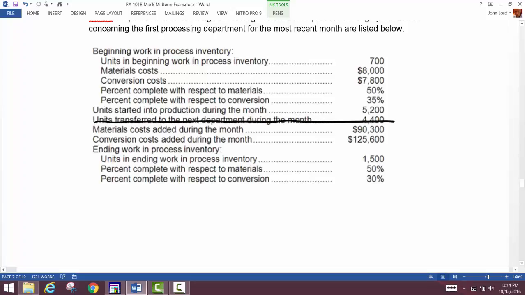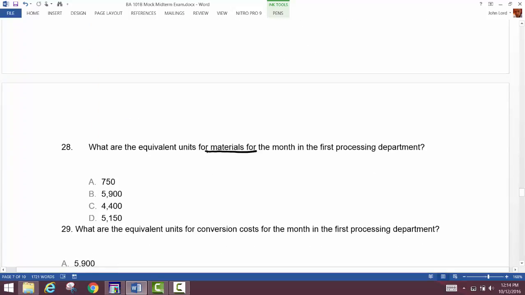4,400. So I know that those are gone. And now I just have to do what? Figure out my units in ending inventory, which were how many? 1,500, they told me. So I pick up that 1,500, and what are we looking for? Conversion costs or materials here? For this first one, materials.